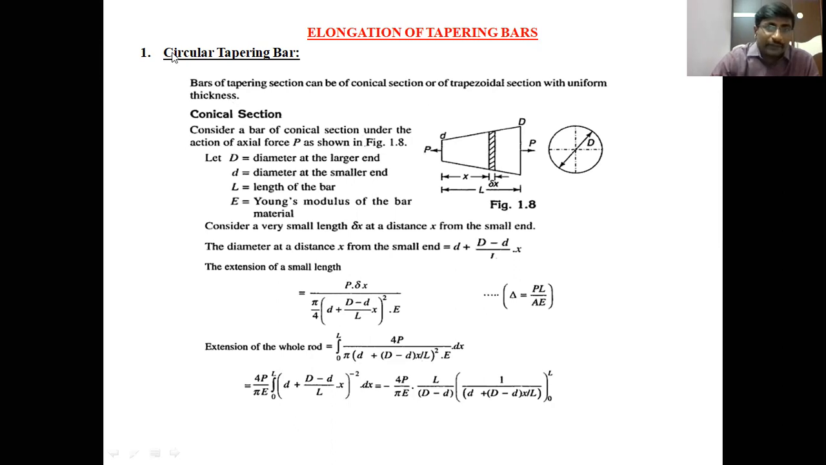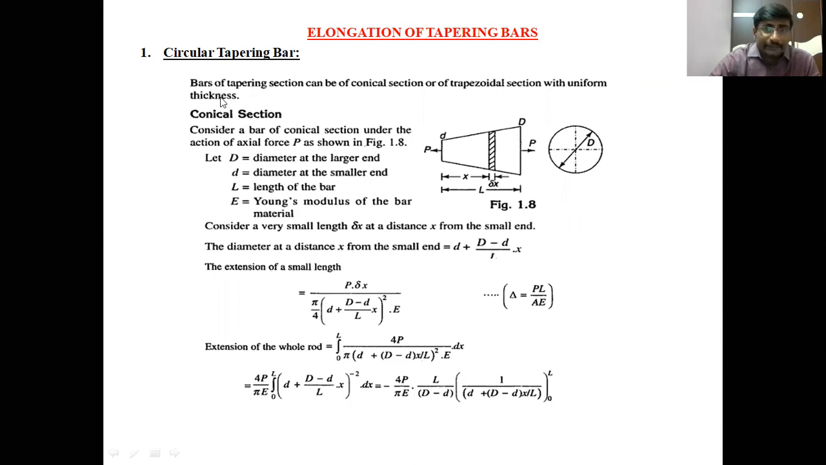Here, first of all, there are three cases for elongation of tapering bars. First case is circular taper bar, second case is rectangular taper bar, and third case is square taper bar. First case, how to calculate the elongation of a circular taper rod like this. It is a circular rod, and it gradually changes its area and diameter. Clear? So let us go for the problem.